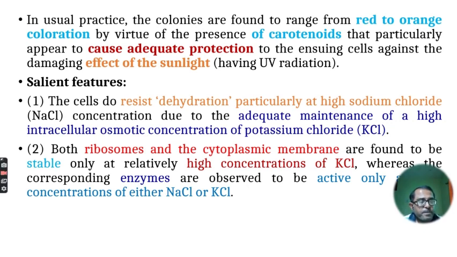And this carotenoid pigment gives protection to this bacteria from the effect of sunlight, and in the sunlight there is a presence of UV light. So because of the presence of this carotenoid pigment in this group of bacteria, it gets protected from the effect of UV light which is present in the sunlight.